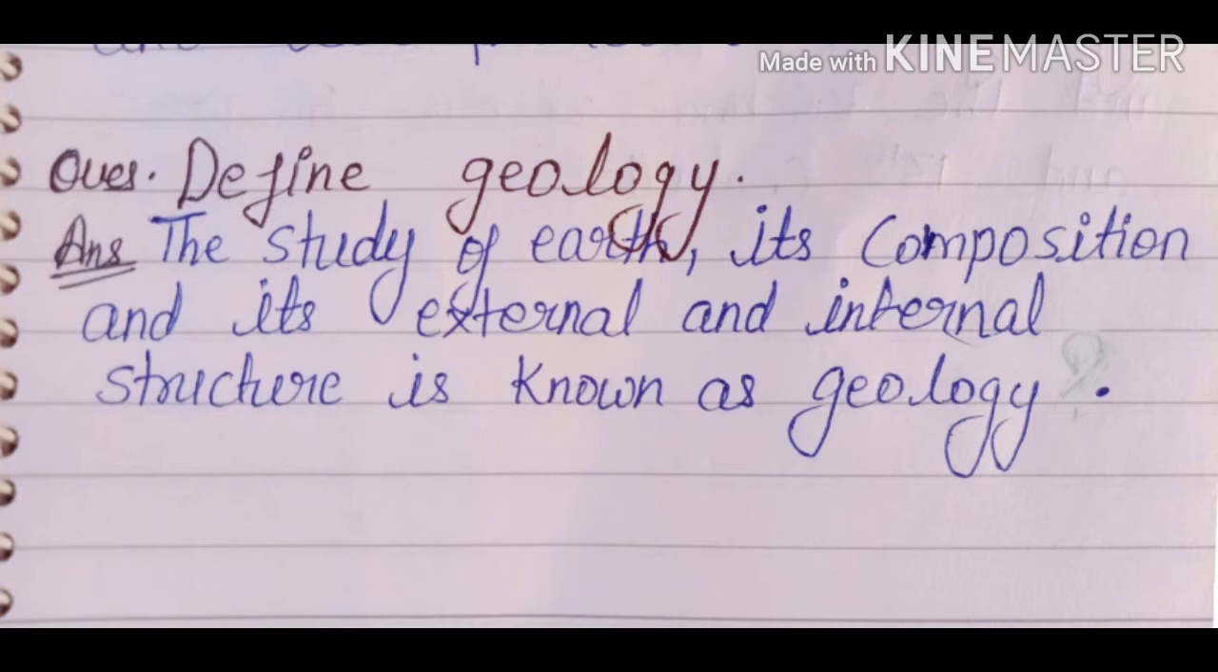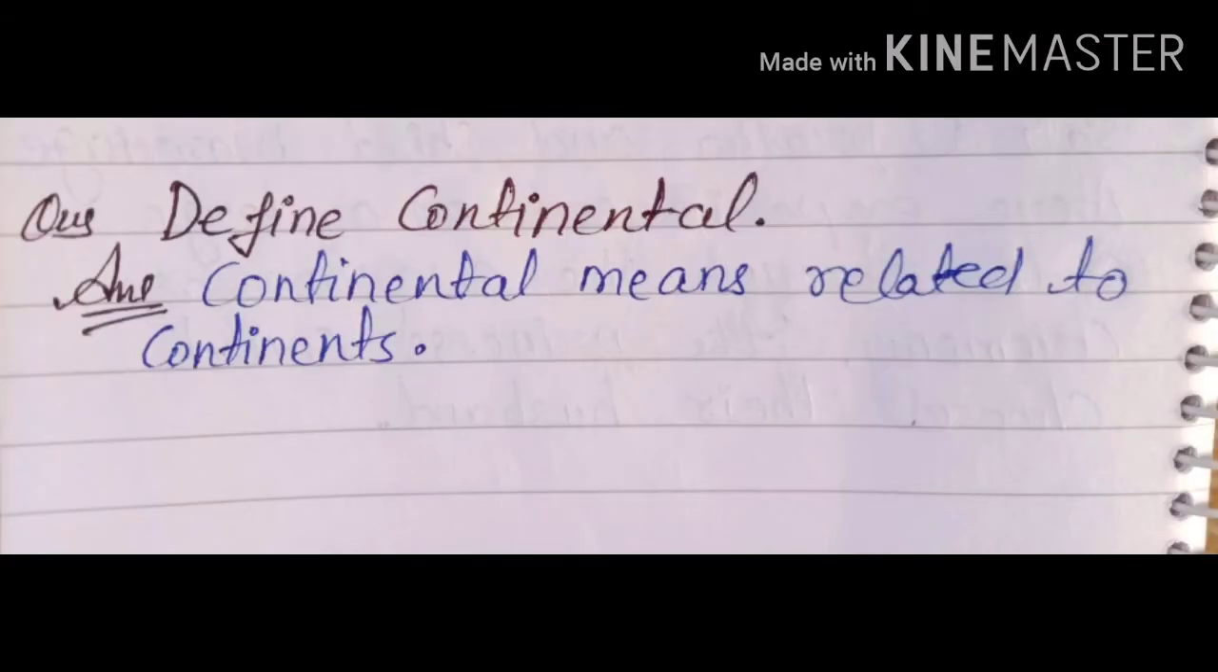So let's begin with the first homework question, that was define zoology. And the answer is the study of earth, its composition and its external and internal structure is known as zoology. And the next homework question was define continental. Continental means related to continents.